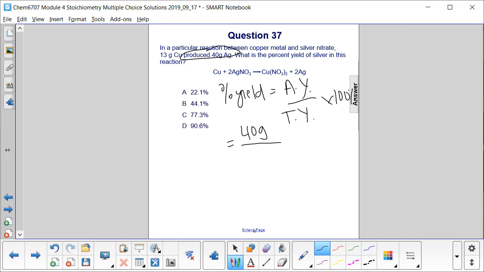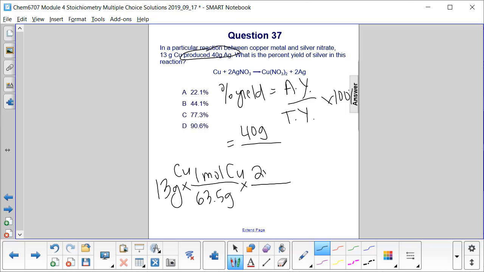Now, we need to do some work to figure out what the theoretical yield is. So it says here we started with 13 grams of copper. Let's find out how much silver could have been produced. So 1 mole of copper has a mass of 63.5 grams. The mole ratio of copper to silver is 2 moles of silver are produced for every 1 mole of copper.